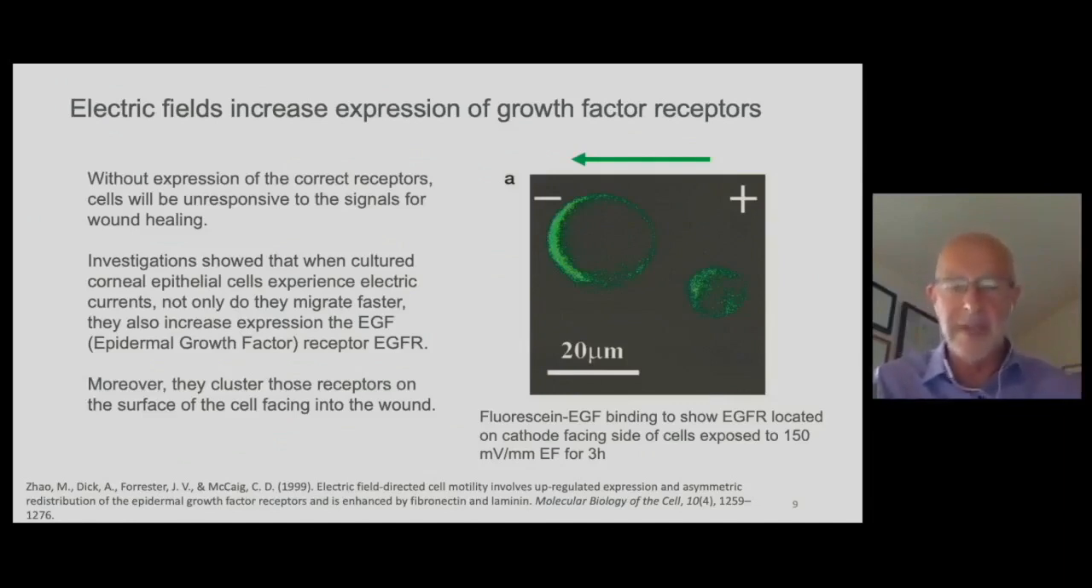And the particular example I've picked here is the epidermal growth factor receptor. The gene expression of that receptor is increased under electrical stimulation. And if you see the picture on the right-hand side, they used a green fluorescent dye tagged to the epidermal growth factor, and that showed where the receptor was located on the cell surface. And you can see that the growth factor receptor clusters on the side of the cell in the direction that the cell is going to move, in other words, from positive to negative.